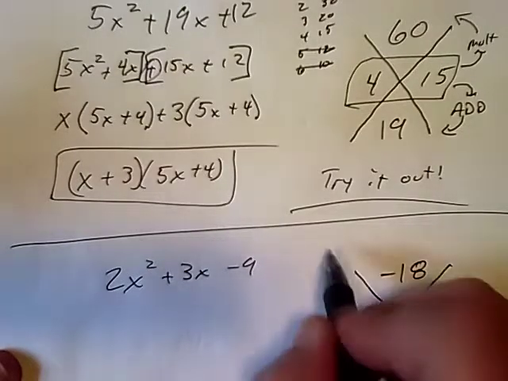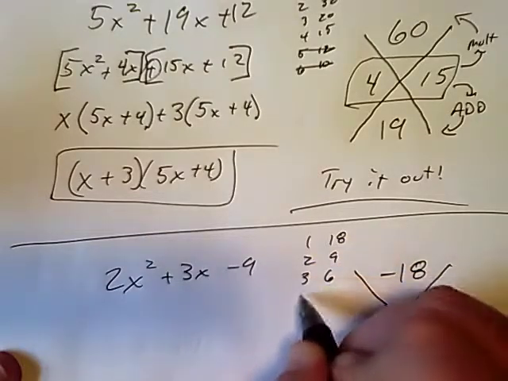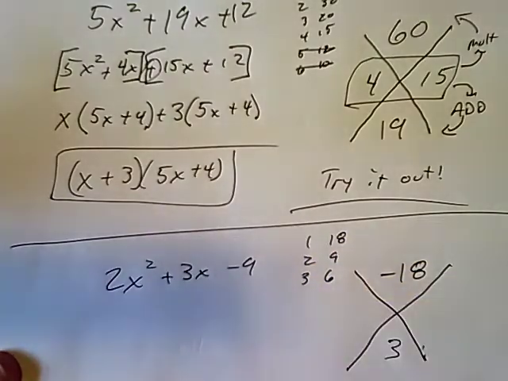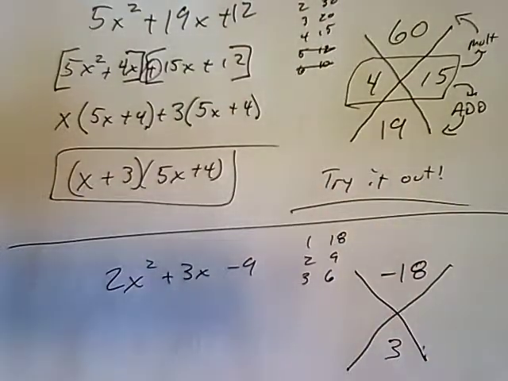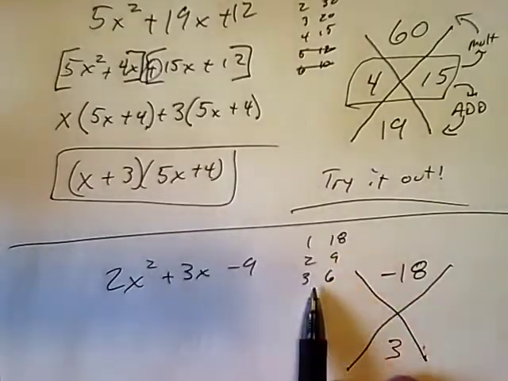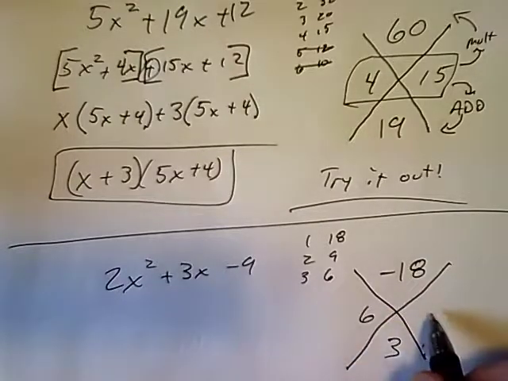So, all the factors of 18, real quick. We got 1 and 18, 2 and 9, 3 and 6, 4, no, 5, no. Okay, I'm done. So the factors of negative 18 that are going to add up to a positive 3. Well, I know since it's negative, I'm going to subtract these. So 6 minus 3 is 3. So I'm going to use 6 and 3.